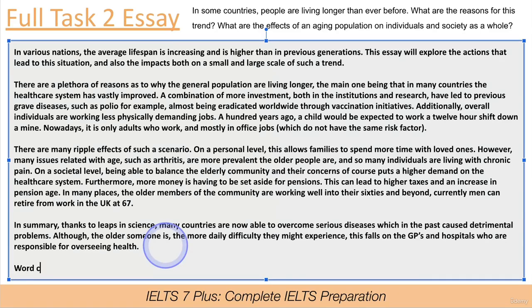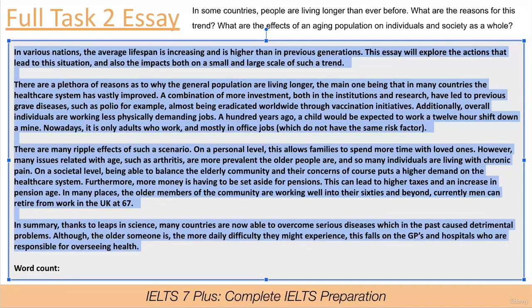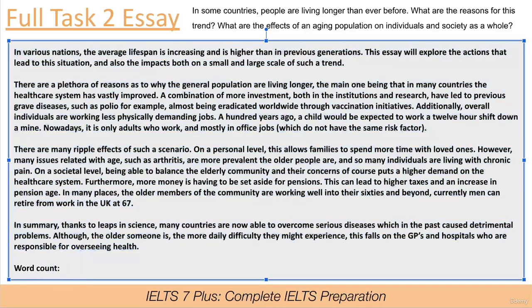Okay, I think that's good. Just restating what we've been writing about there. Let's count the words of this one. Okay, so this comes to a total of 317 words, which I think is a good amount for an essay like this. And you can see how we've tackled the first question here and then the second question here, making sure we're talking about individuals and society as a whole as well.